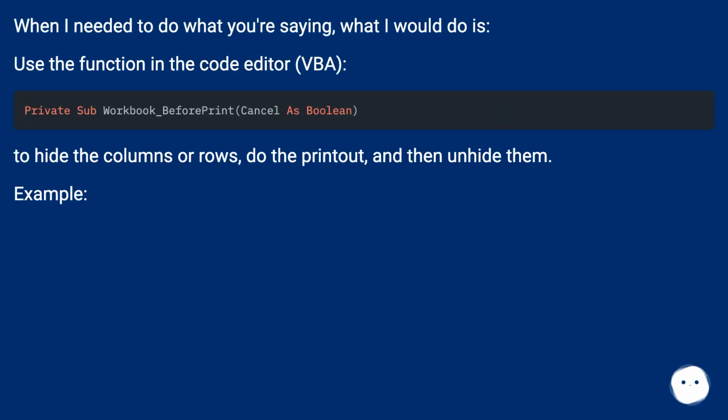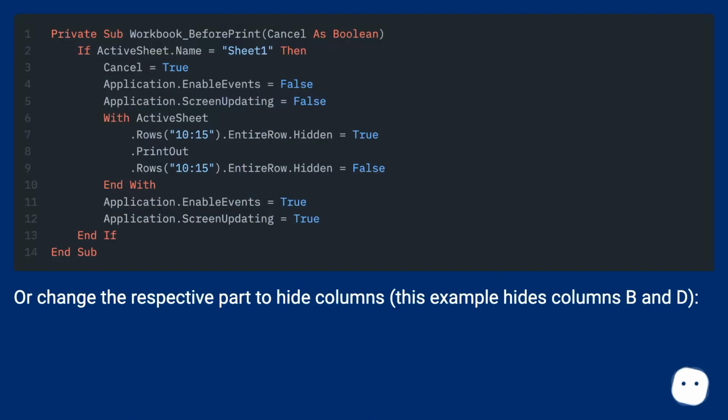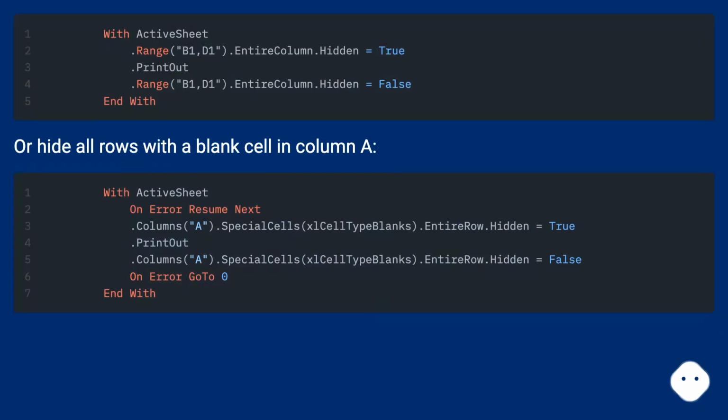When I needed to do what you're saying, what I would do is use the function in the code editor, VBA, to hide the columns or rows, do the printout, and then unhide them. Example. Or change the respective part to hide columns. This example hides columns B and D. Or hide all rows with a blank cell in column A.